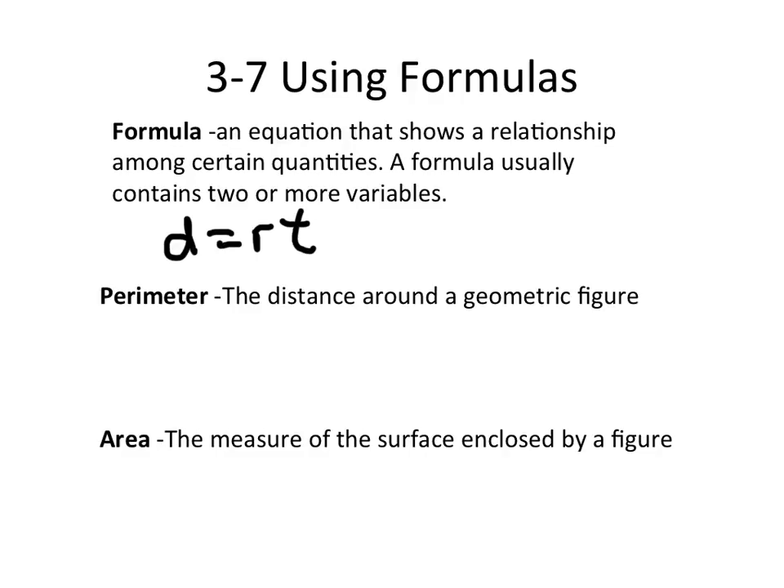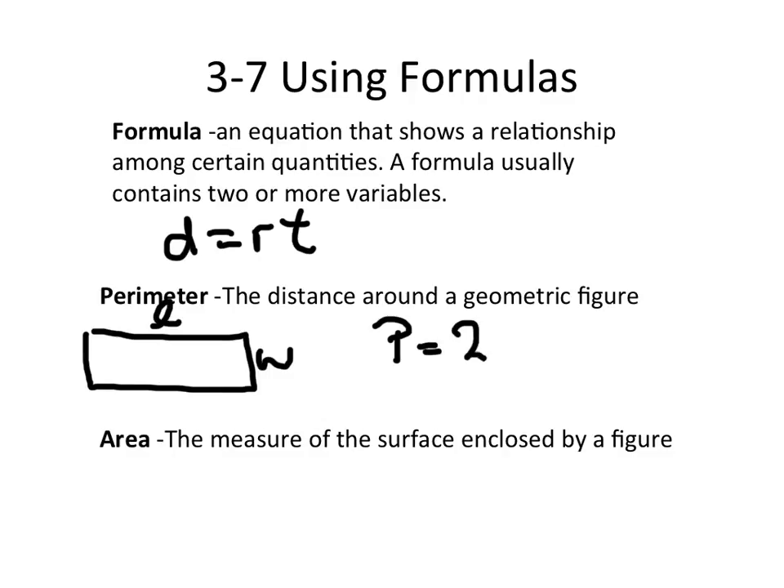The other one is perimeter, which is the distance around a geometric figure. We're going to be mostly using rectangles, where length and width is generally in that direction. There are so many different ways to write the formula for perimeter, but the basic one uses the distributive property in this equation. Makes it easier.